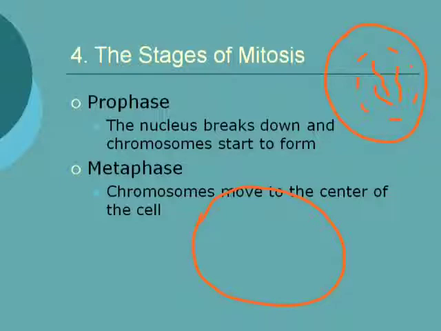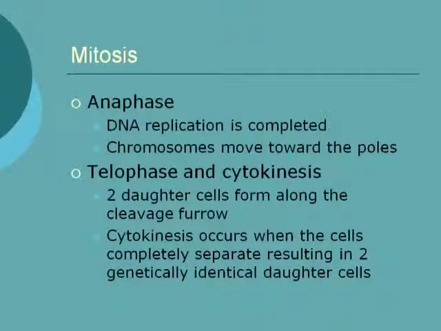Your nuclear membrane is completely broken down. Your chromosomes are now at the middle. They're actually even paired together, and your chromosomes are in the middle, or the equator, or the equatorial line of your cell. Then you have anaphase. The DNA replication is completed, and the chromosomes are going to be moving towards the poles of the cell. So they're going to be pulled towards the poles of the cell.